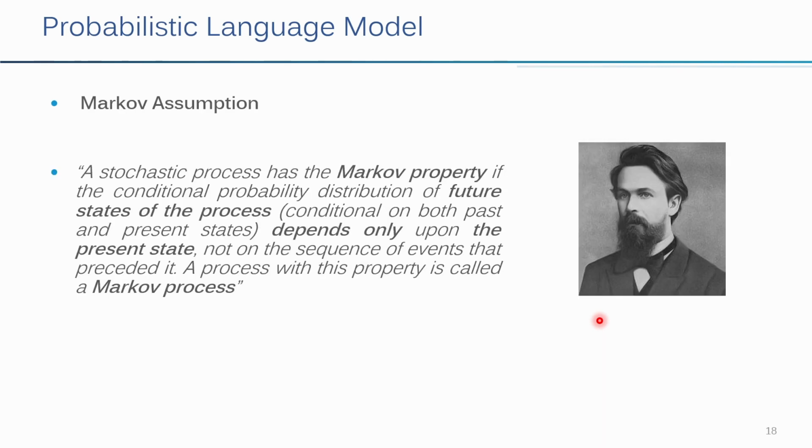But the good thing is we don't have to worry about this, and if you were here in the very first lecture, I mentioned this. We can use the Markov assumption, in which a stochastic process has the Markov property if the conditional probability distribution of future states, conditional on both past and present states, depends only upon the present state, not on the sequence of events that preceded. A process with this property is called a Markovian process. In short, you don't need to look at the entire sequence. Just look a bit in the past and you're good to go. And that's quite useful for us.